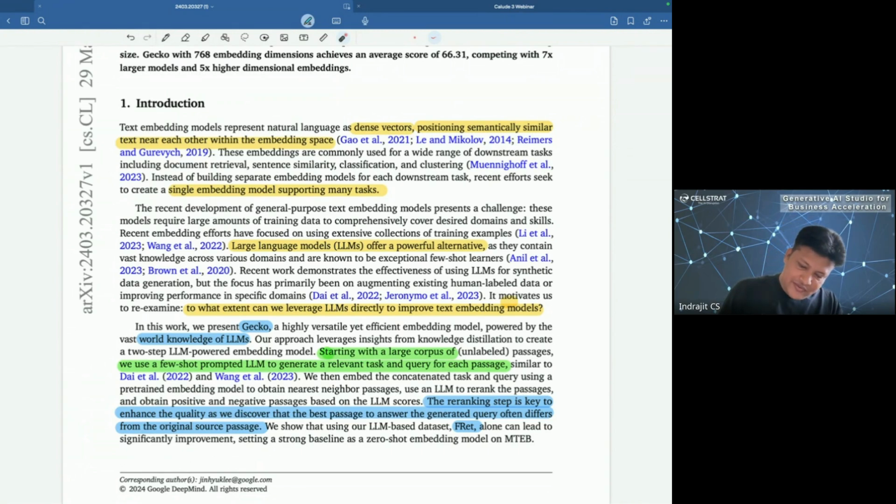Okay, so the recent development of general purpose text embedding models presents a challenge. That's what we're talking about. These models require large amounts of training data to comprehensively cover the desired domains and skills. So recent embedding efforts have focused on using an extensive collection of training examples. LLMs offer a powerful alternative as they contain vast knowledge across various domains. So now they are using these LLMs, as they have a lot of understanding of different domains, to generate synthetic data specific to a domain and using that data to train an embedding model.